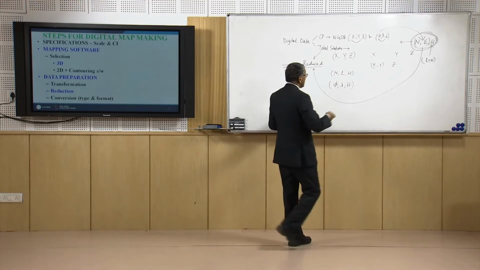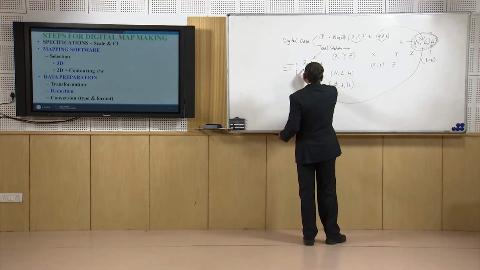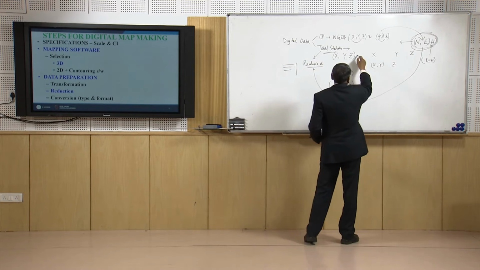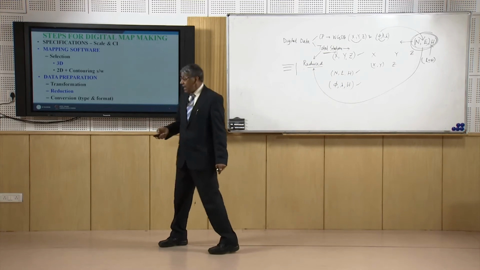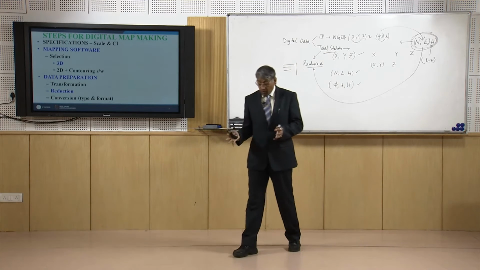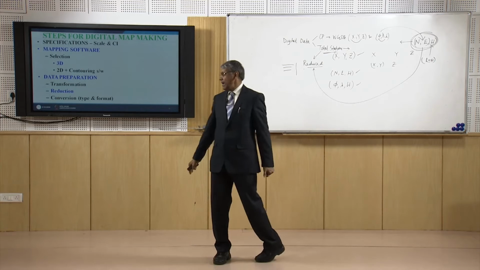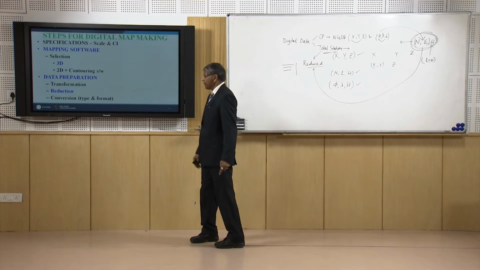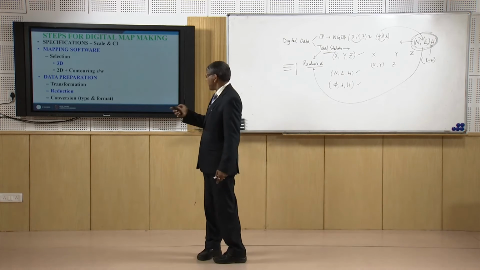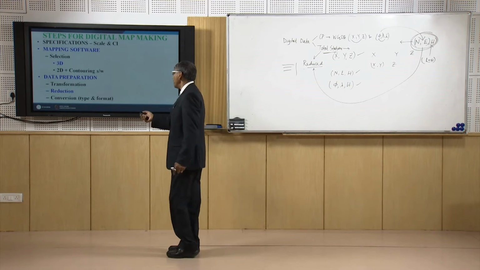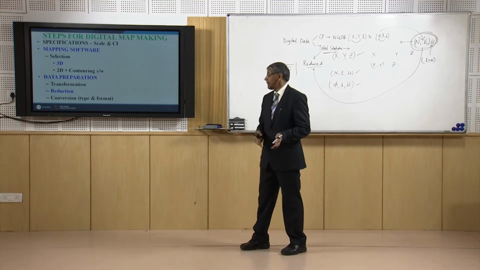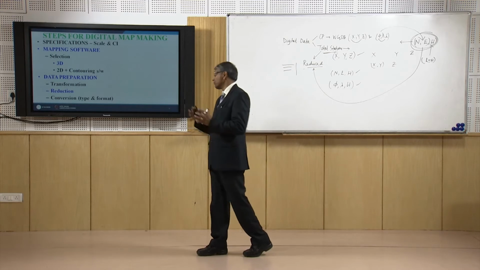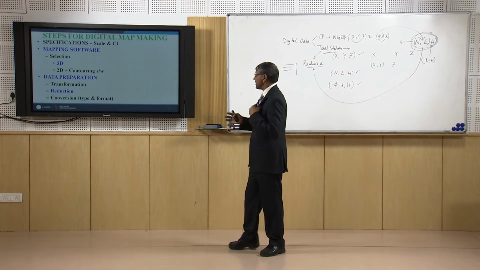After that we have to convert the total station data, whatever formats we have, into the particular format the software will accept. So data preparation is a very important part of our digital map preparation. The observed data has to be processed, then transformed, then reduced, then converted in the way that the software accepts.